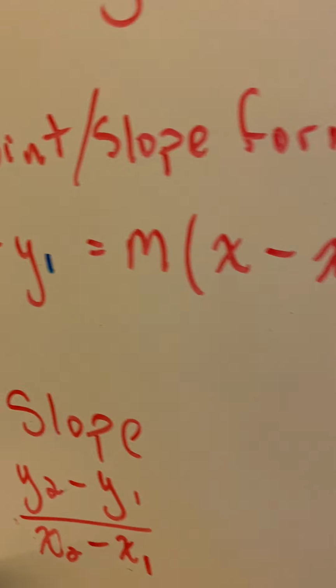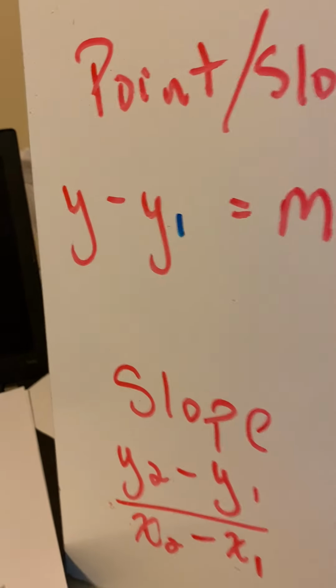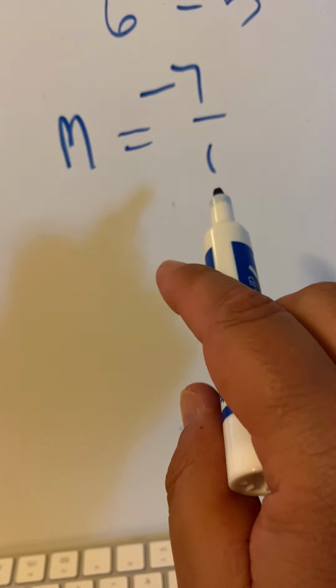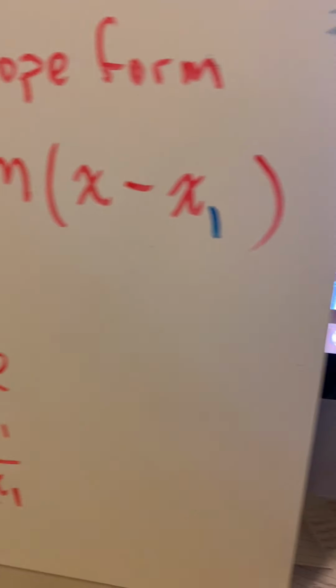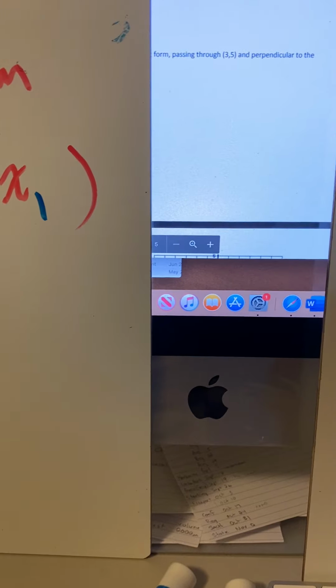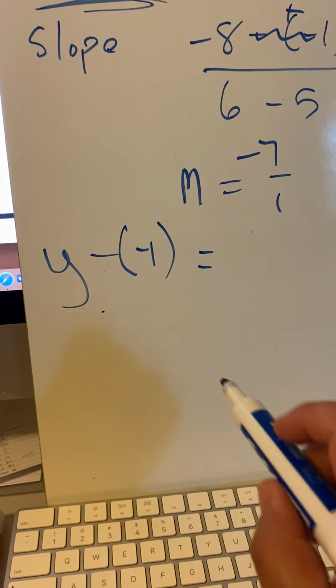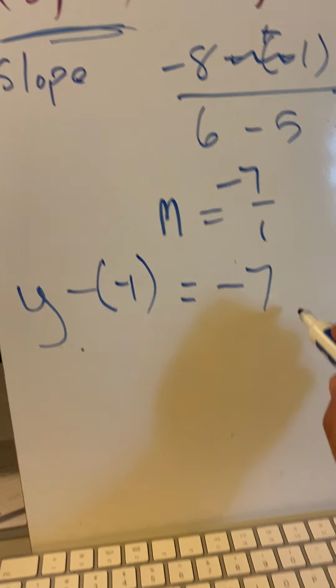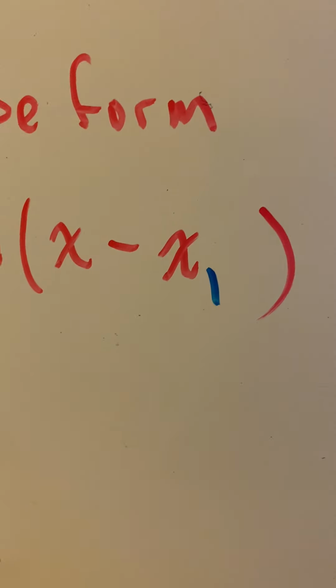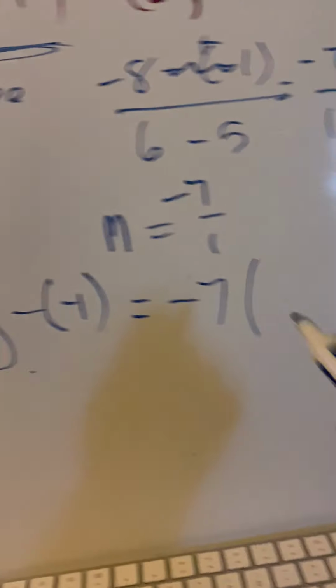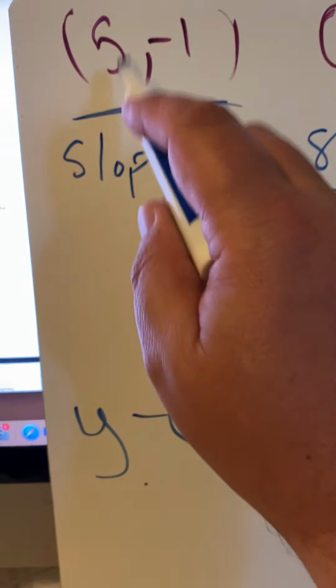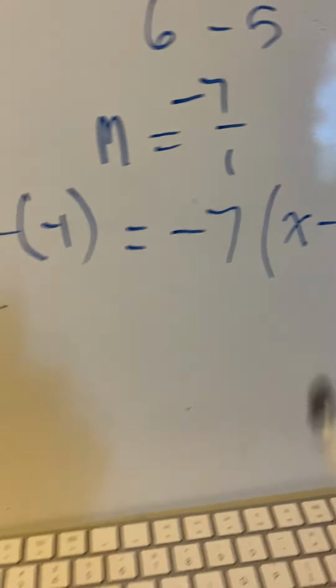Now we have to go to point-slope form. We have a point. Let's use this one right here, 5, -1. And we have the slope. We found out the slope is -7. Let's put that into the formula. Y minus y1, which is a -1, is equal to the slope, which is -7, times the quantity of x minus x1. X minus x1, which is 5.